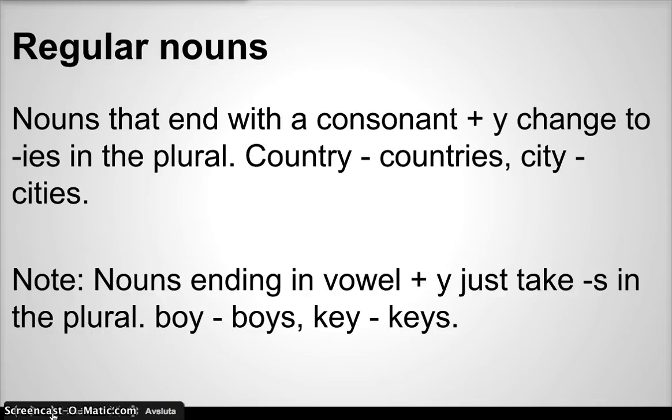Then we have some nouns that end with a consonant and then the letter Y, and words that do that, they change their spelling to IES in the plural. So, for instance, the word country, in the plural form, it becomes countries, IES in the end. And this is because it ends with a Y, and the letter in front of the Y is R, and R is a consonant.